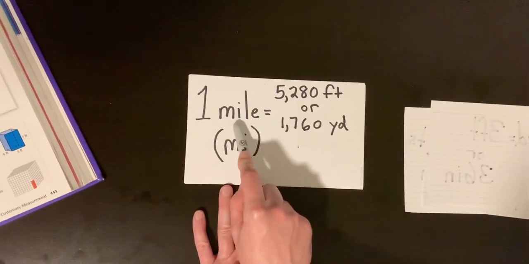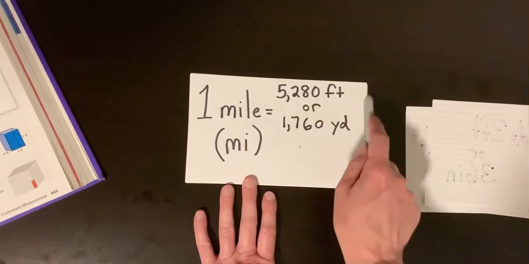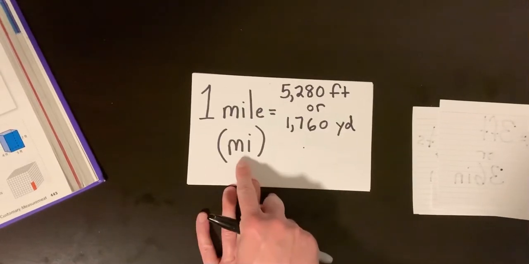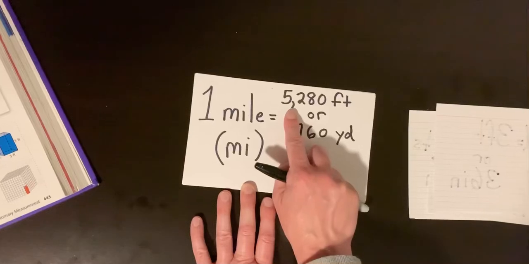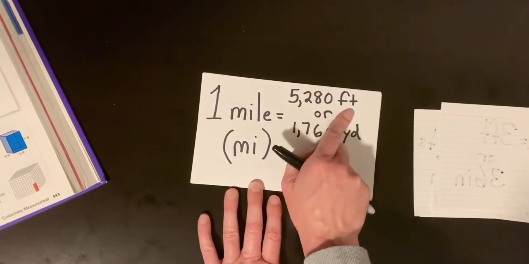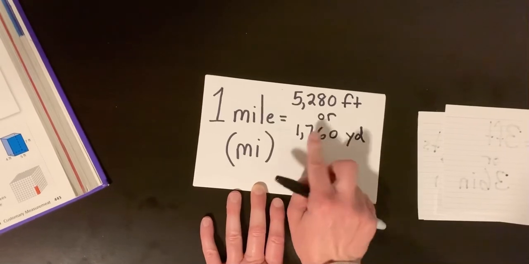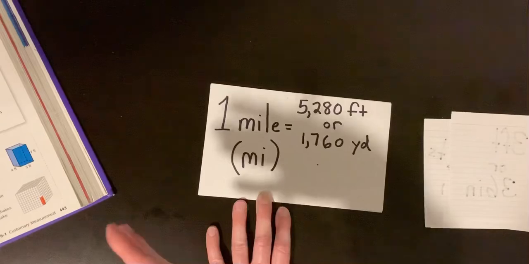Next, we have mile. A mile is what we usually use to measure from place to place, city to city in the United States. Mile is abbreviated as MI. 1 mile is equal to 5,280 feet, or 1,760 yards. All the same measurements, it's what we're choosing to label.